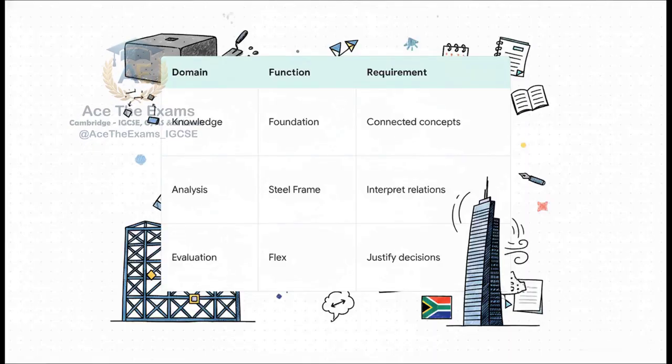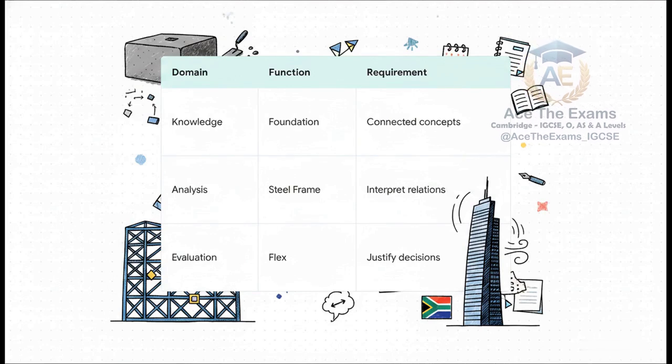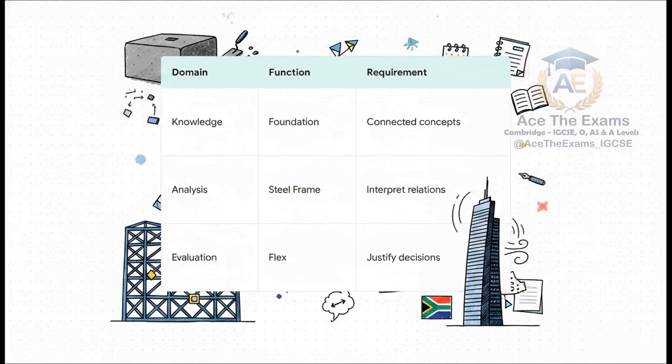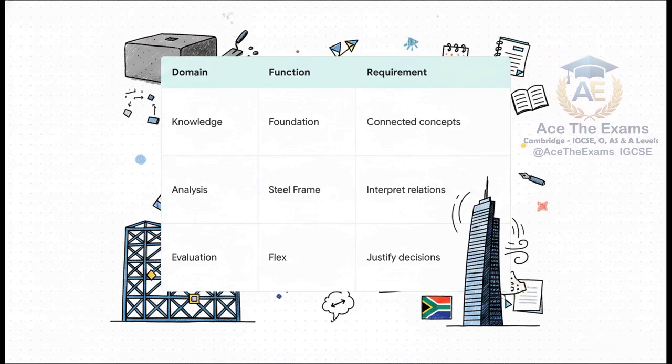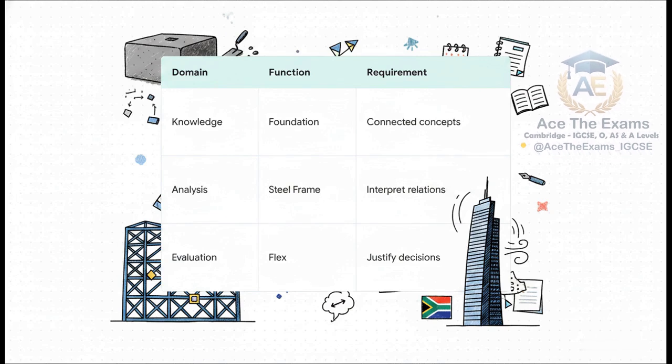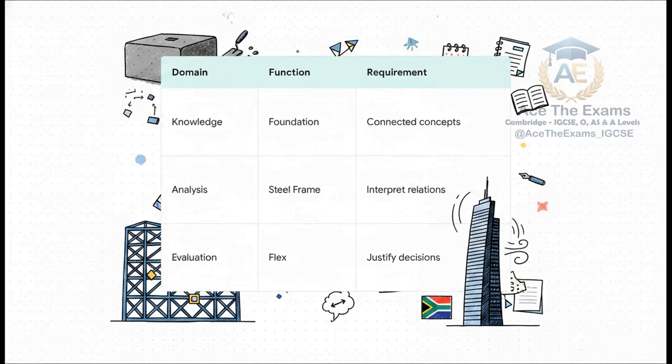So let's look at the matrix for these three core pillars. First up is knowledge and understanding. This acts as your foundation. But the examiner requirement here isn't just about memorizing vocabulary, it's about showing transferable, connected concepts. The second pillar is analysis. This is your steel frame. To build this frame, you must extract data from the given texts and practically interpret the relationships between those data points. You are literally linking cause to effect, establishing the load-bearing beams of your essay.